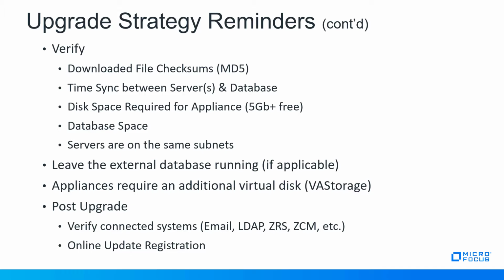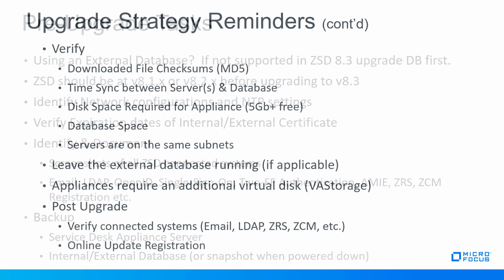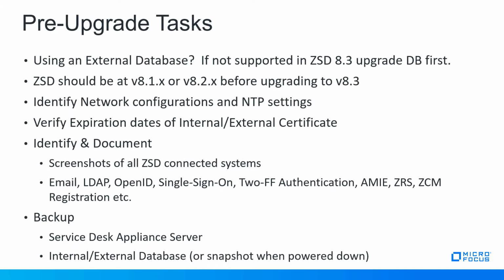And appliances require an additional virtual disk, which is typically called VA storage, virtual appliance storage. And this is common in version 7.5 and up. Also, post-upgrade, verify connected systems like email, LDAP, ZRS, CCM, whatever's connected, and online update registration. Double check that you have that registered when you're complete to see if there's any more security updates. And of course, when you're done, make sure you take a final snapshot and record any changes into your documentation. So here are some pre-upgrade tasks. And some of these will be repeated only because now we're in the process of doing this.